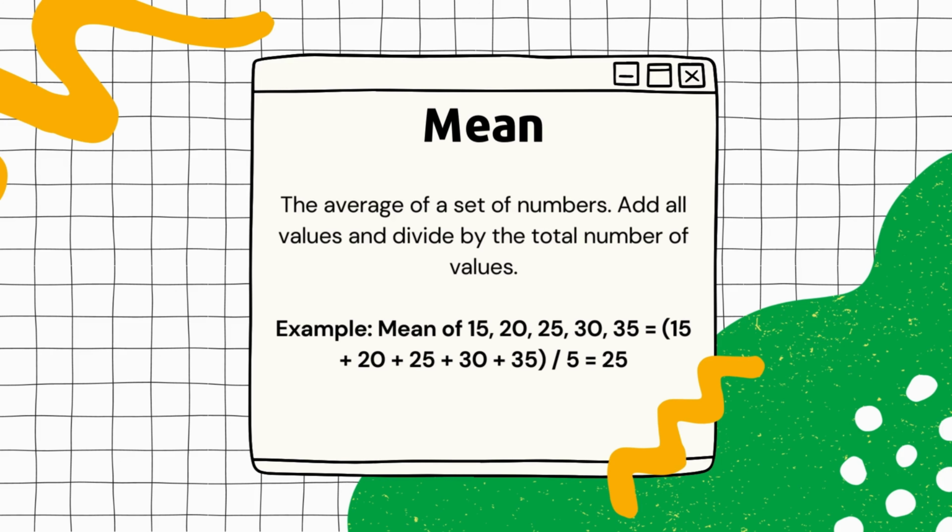So that means the mean of this value set, or the data set that we got here, would be 25. So that number actually represents that entire data set. It is the average of the numbers.